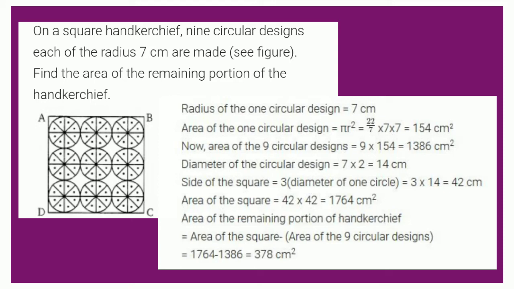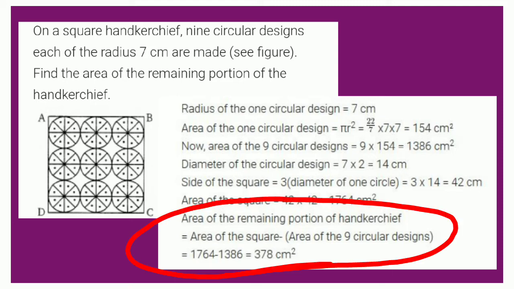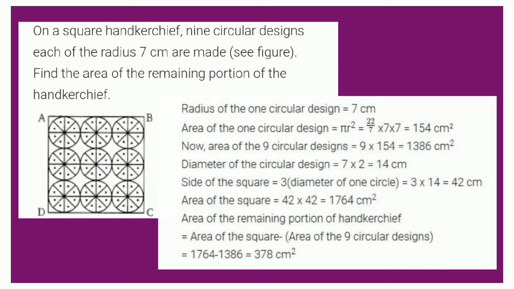So area of the remaining portion is equal to area of the square minus area of the 9 circular designs. Then this is equal to 1764 minus 1386, that's equal to 378 centimeter square is the required area.